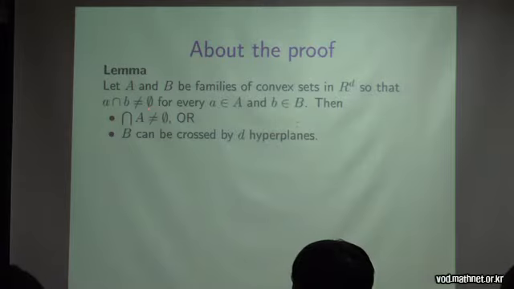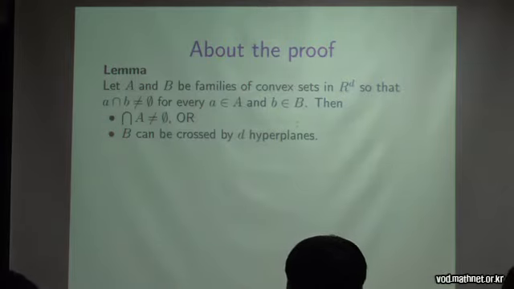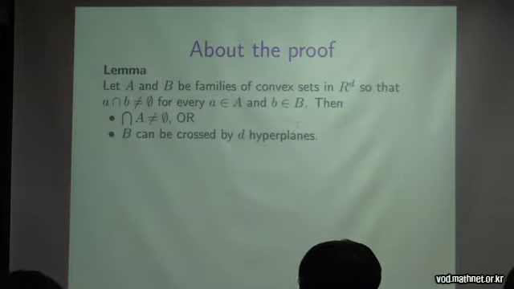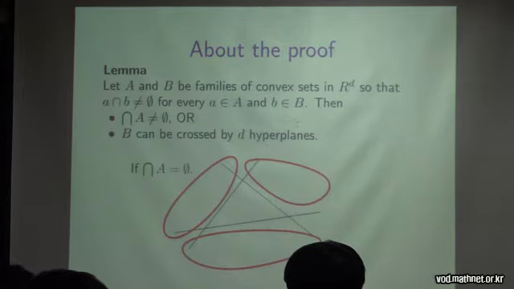So imagine that now you have two colors, and I'm going to call them A and B. So I have two families of convex sets in some d-dimensional space. And we have this colorful hypothesis that every time I take one from each, I have non-empty intersection. Then either I can find a common point to all of the elements of A, or B can be crossed with few hyperplanes. And the proof of this is really easy. So imagine that you are not in the first case. So this is empty.